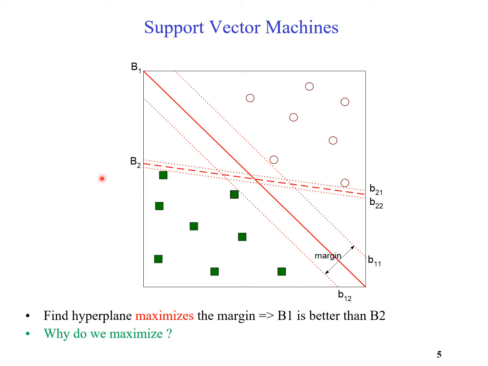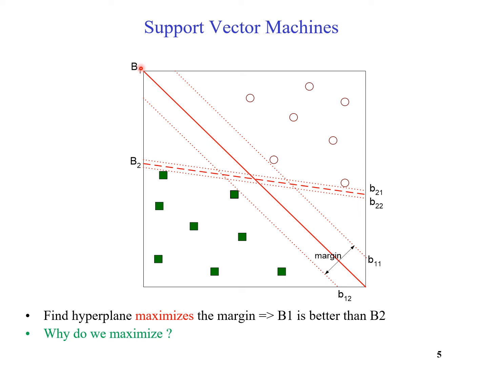So now we know that the line B1 is better than line B2. And in this slide, we're going to explain why B1 is better than B2 in terms of margin. So what is margin? The definition of margin is the following.